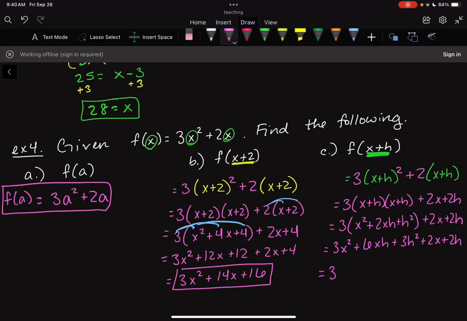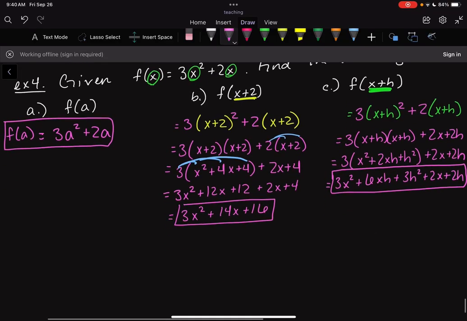And combine like terms, 3x squared. Oh, I actually can't put anything together. Yeah, so that's the simplest. So I'm done right there. I was thinking there was something I could put together, but nope, there's nothing. So that's just some more stuff with that function notation.